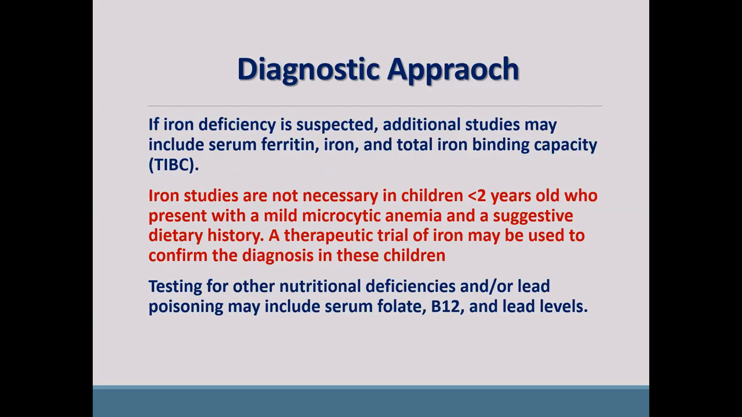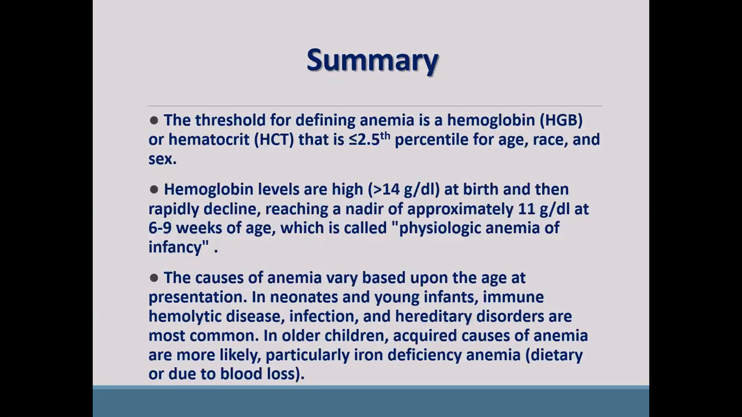again, as was mentioned already, in children less than 2 years of age, because those present with mild microcytic anemia suggestive of dietary history. And in these cases, a therapeutic trial of iron may be used to confirm the diagnosis in these children. Testing for other deficiencies and/or lead poisoning may include serum folate, B12, and lead levels, especially in areas where there is heavy exposure to lead in lead factories.